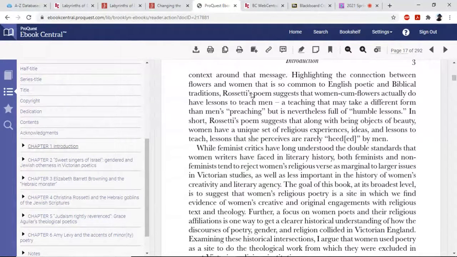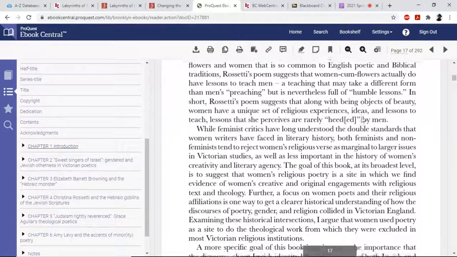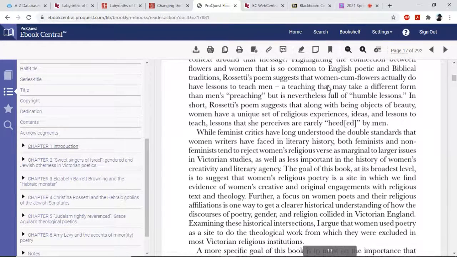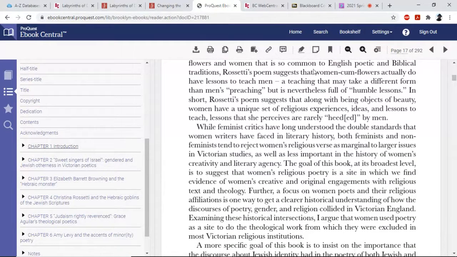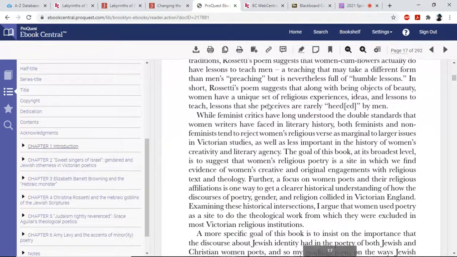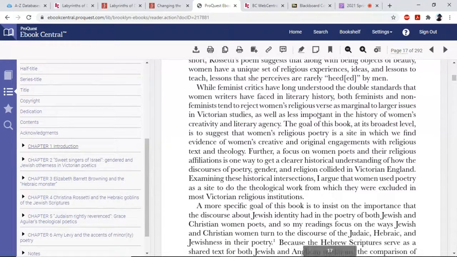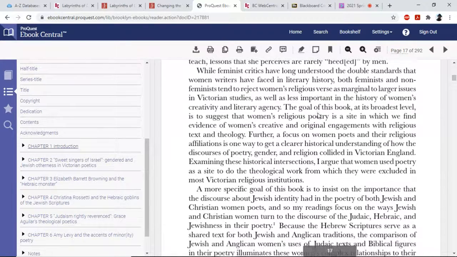So we see her flowers connected to women. So it's talking about symbols related to femininity, religion. So we have feminism, religion included here, contrasting it with male poets in a similar context.